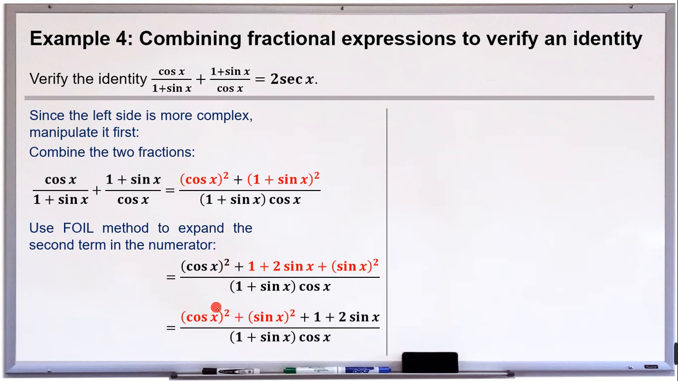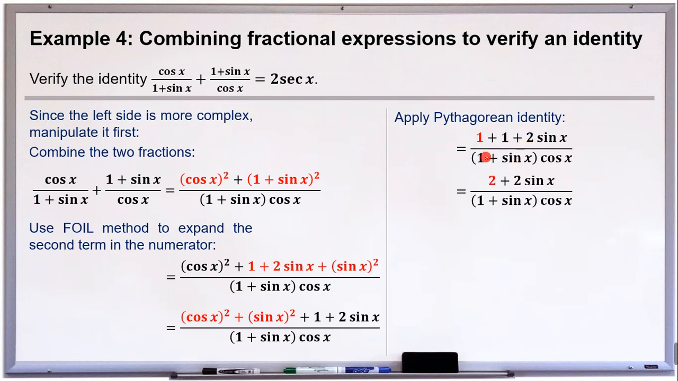It's because we have an identity that can be applied for these two, and that is the Pythagorean identity. We all know that cosine x squared plus sine x squared is equal to 1. So we have here 1 plus 1 plus 2 sine x. Next, simplifying the numerator further, that's 2 plus 2 sine x. And then factor and simplify. So in the numerator, the common factor is 2, so you have 2 times 1 plus sine x.